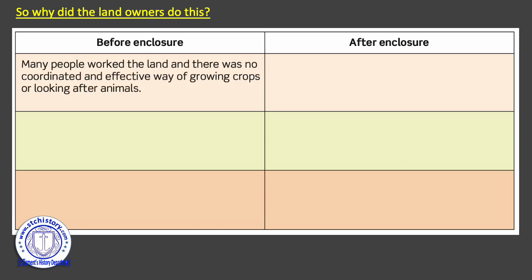So firstly, before the land was enclosed, many people worked the land. There was no coordinated and effective way of growing crops or looking after the animals. Everyone's having a bit of land here, there and everywhere, so it probably is a little bit chaotic. Probably a few little arguments after a drink down the pub. Oh, you're on my land, or you've taken my crops, or whatever it might be.